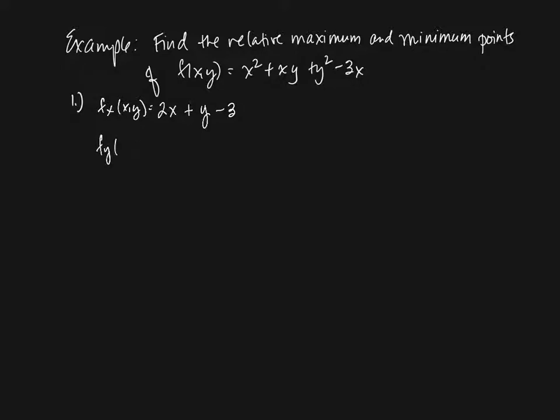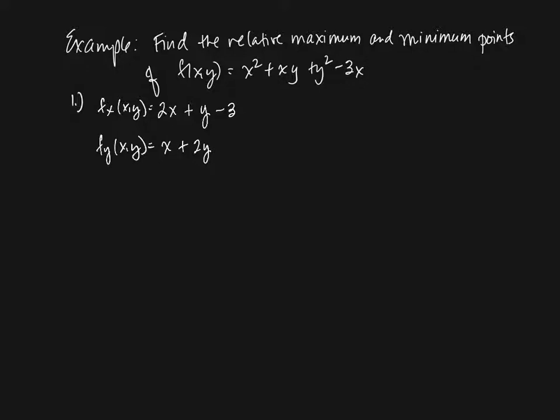The partial with respect to y is going to be, let's see, derivative of x squared with respect to y is 0, plus the derivative of x times y, so x is the constant multiple, times the derivative of y, which is 1, so x times 1 is just x, plus the derivative of y squared is 2y, and then minus the derivative of 3x. Well, it doesn't have a y in it, so it doesn't vary with respect to y, so that means it's constant, means its derivative is 0.